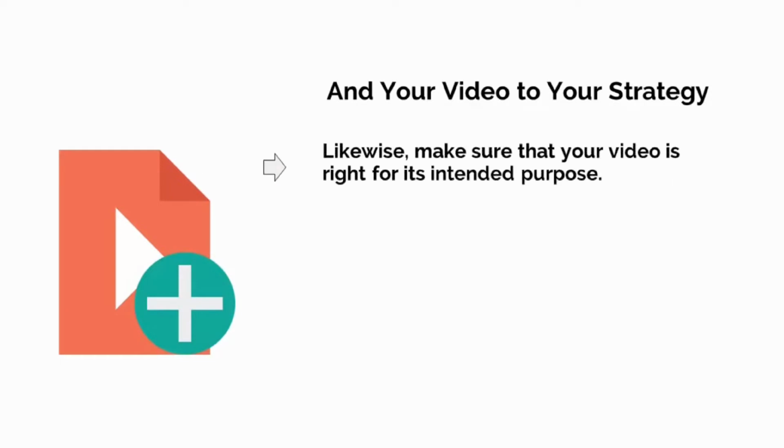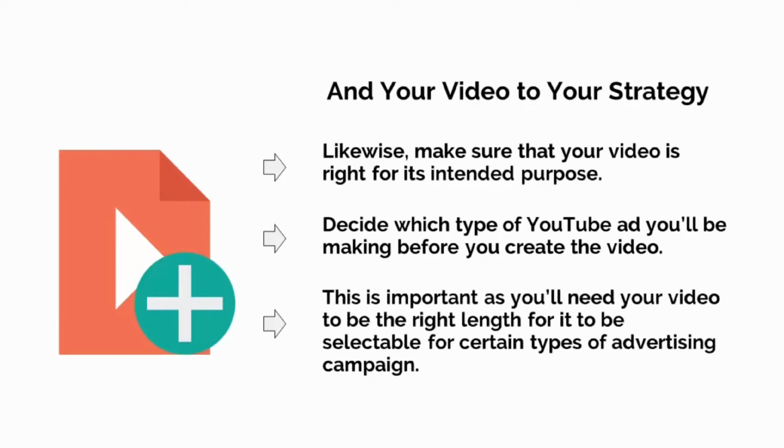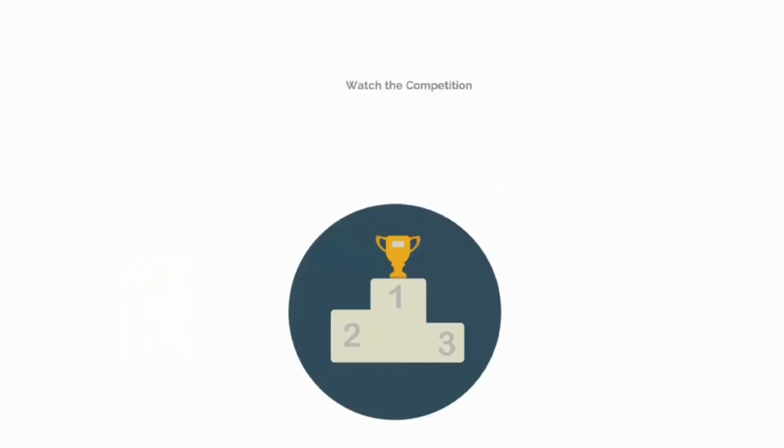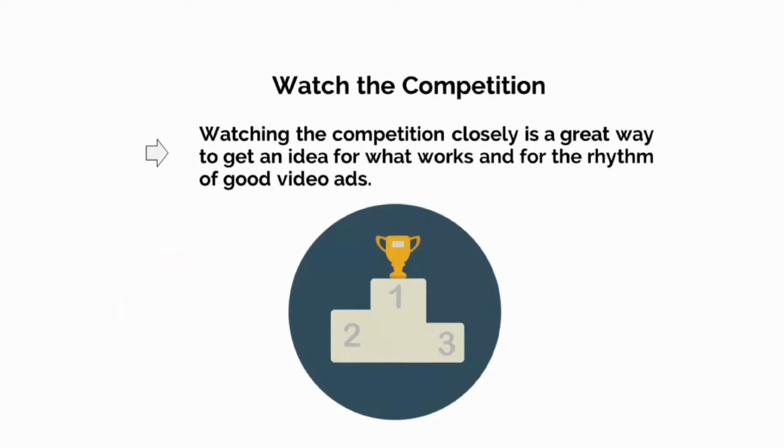Likewise, make sure that your video is right for its intended purpose. Decide which type of YouTube ad you'll be making before you create the video. This is important, as you'll need your video to be the right length for it to be selectable for certain types of advertising campaign. You should also watch the competition. Watching the competition closely is a great way to get an idea for what works and for the rhythm of a good video ad.